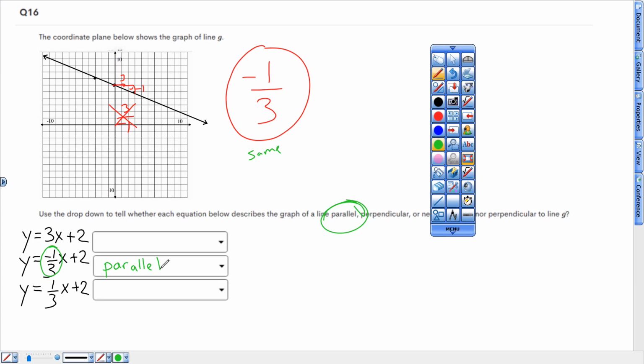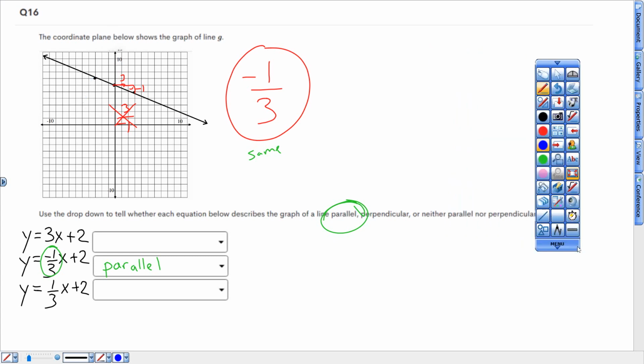Now the perpendicular one, a little harder. For it to be perpendicular, I need to come at this line at an exact opposite reciprocal. So if I flip that over, reciprocal means flip it around, but then opposite it. You can't just flip it and be done. You have to flip it and take the opposite of it. So the opposite of that makes this 3/1. That is the true perpendicular reciprocal slope.